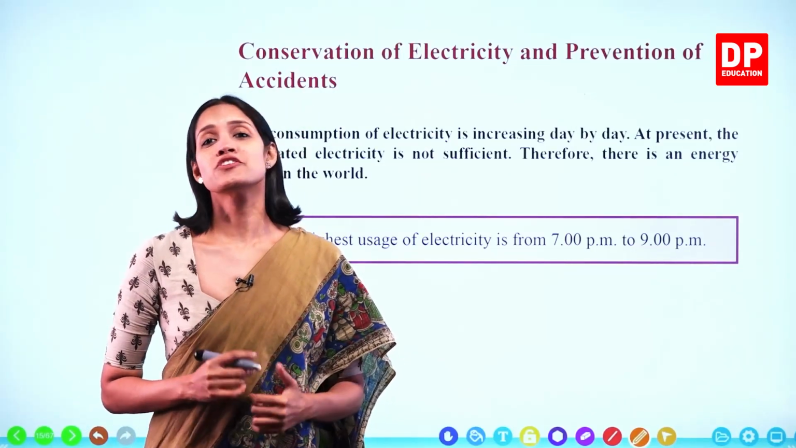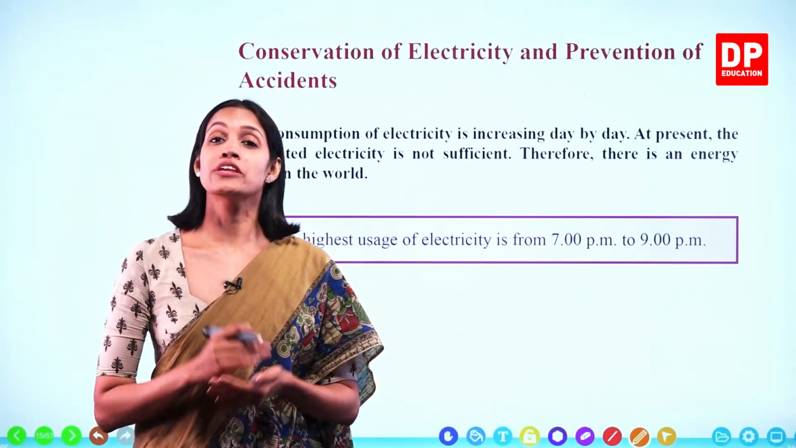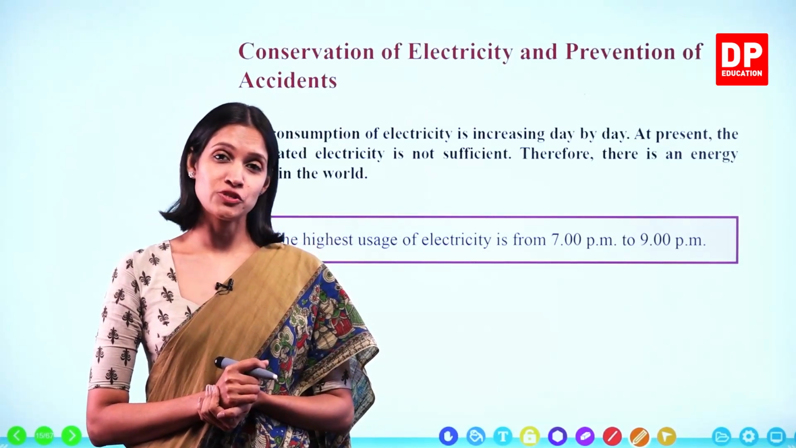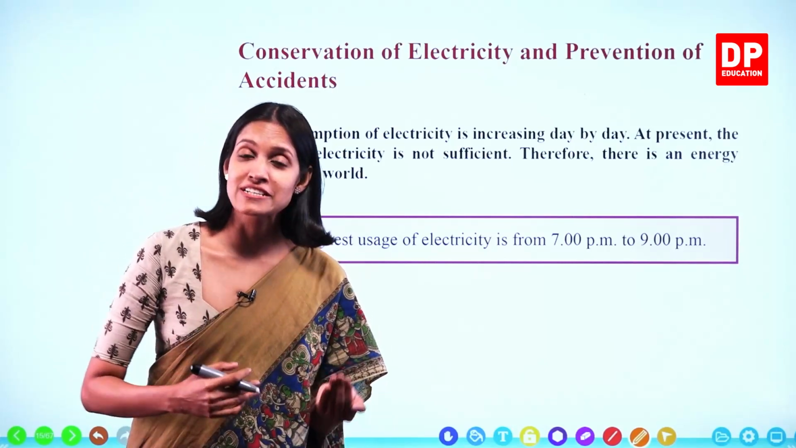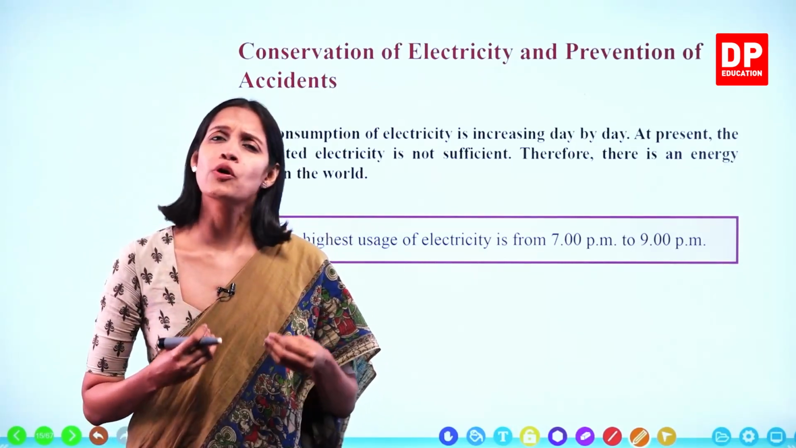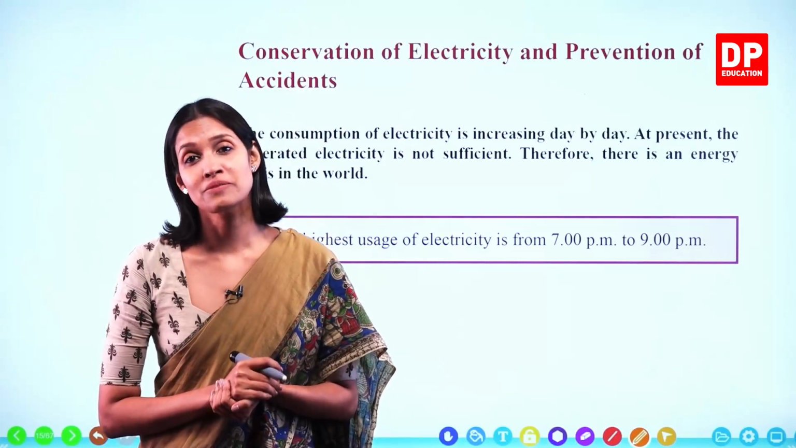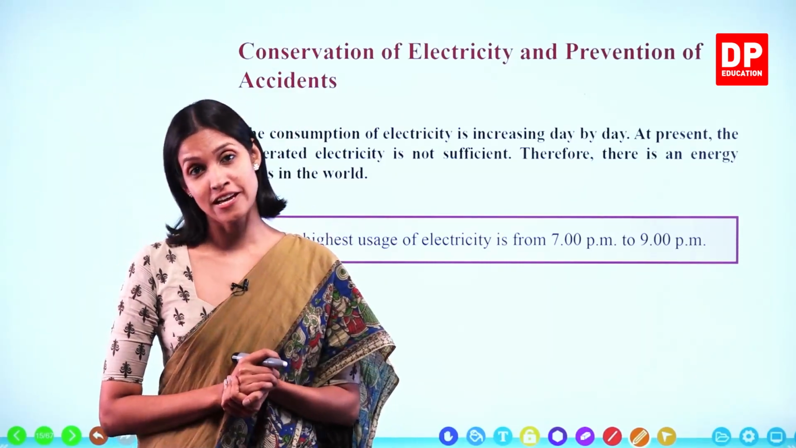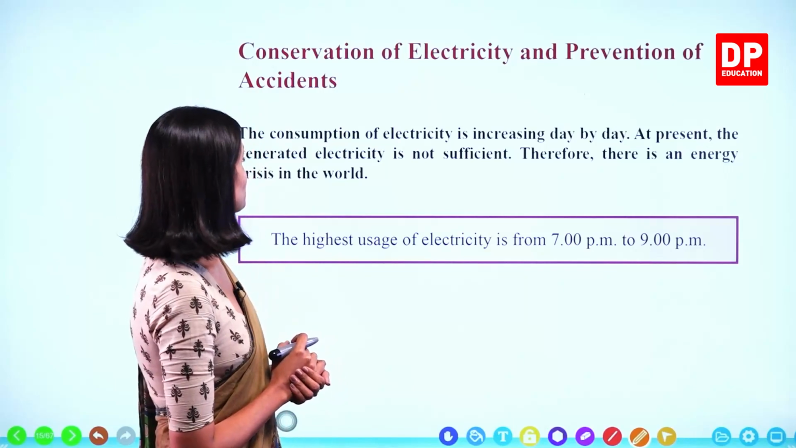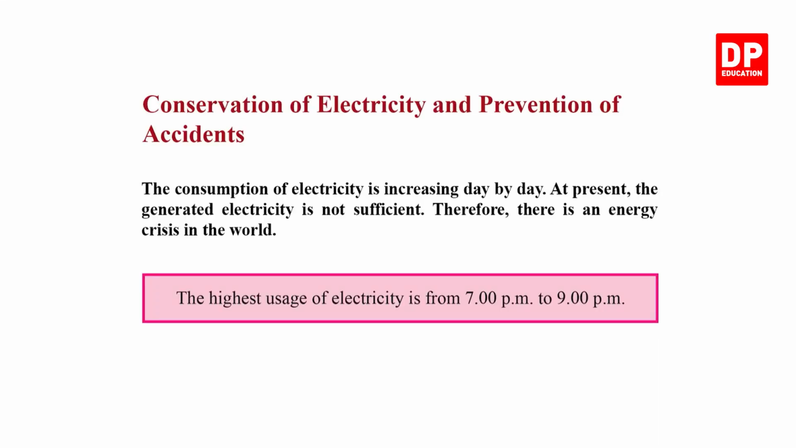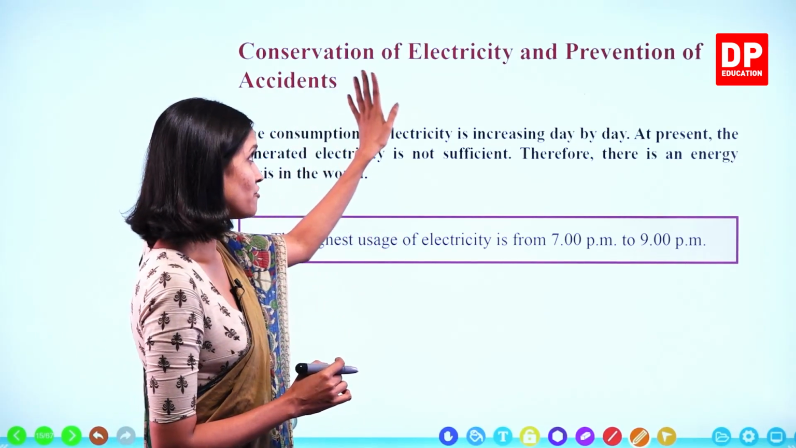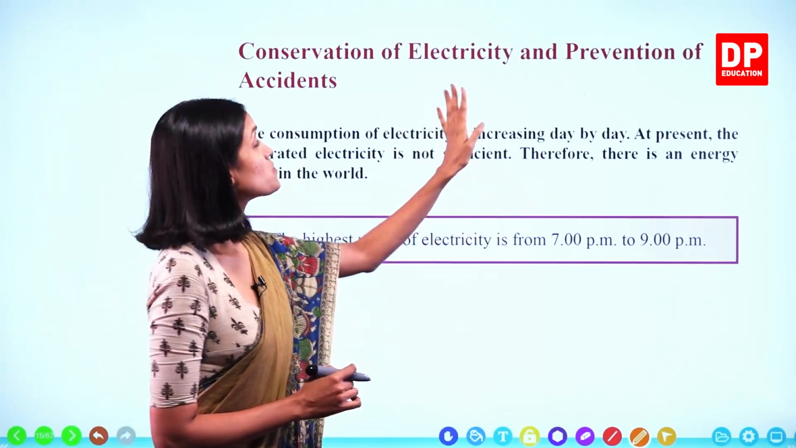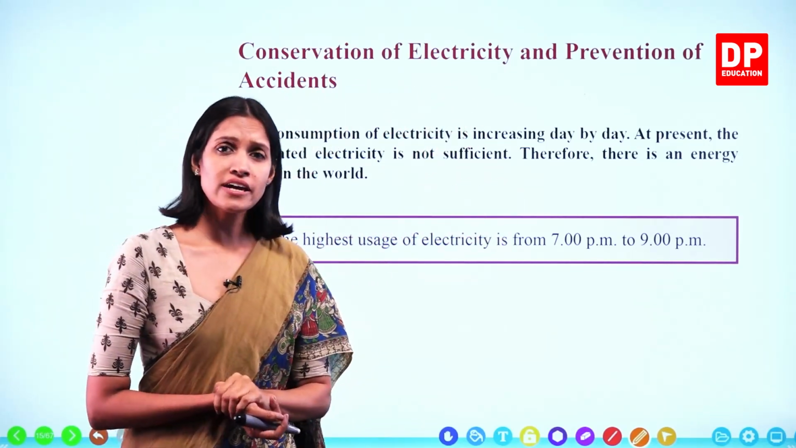Right, children? So in the previous chapters, we learned about the importance of electricity in our day-to-day life and how to generate electricity, and we learned about conductors and insulators, and about different electrical and electronic appliances and components as well, right? So in this chapter, we are going to learn about conservation of electricity and prevention of accidents. Two topics we are going to learn. The first topic is conservation of electricity. The second topic is prevention of accidents, right?